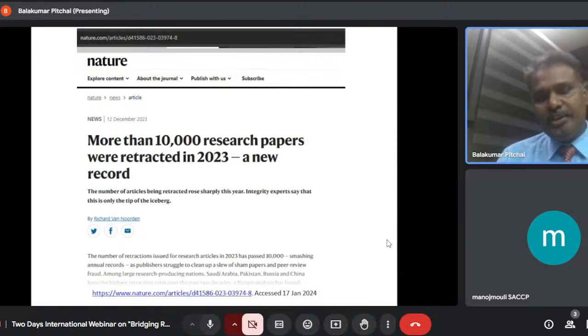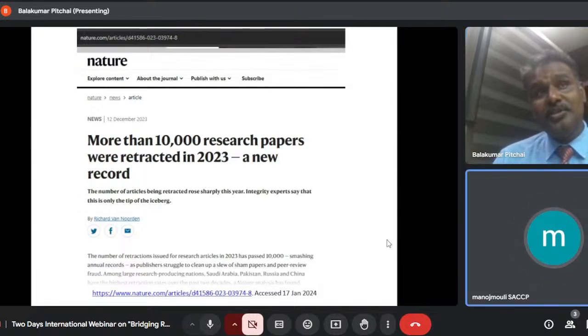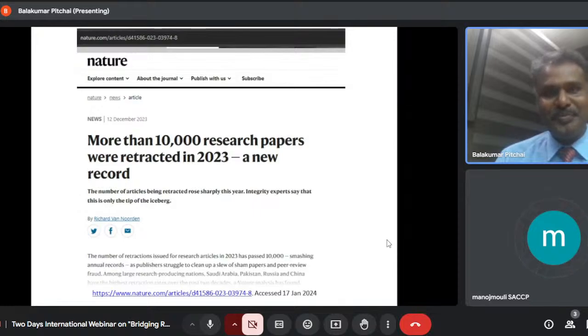In 2023 itself, more than 10,000 research papers were retracted. Retracted means blacklisted, blocked. What might be the reason? Scientific misconduct. So every researcher must know and must learn the ethics of research.